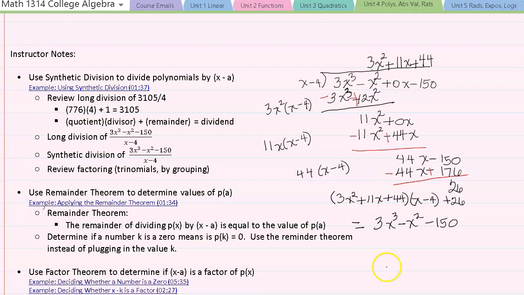So you want an easier way of dividing polynomials? We do have an easier way, but it is very limited. We can use synthetic division when we want to divide polynomials by a divisor that is in the form of x minus some number a. So let's do the same problem of 3x cubed minus x squared minus 150 divided by x minus 4, but use synthetic division as it meets the requirement for the divisor that is in the form of x minus a number.